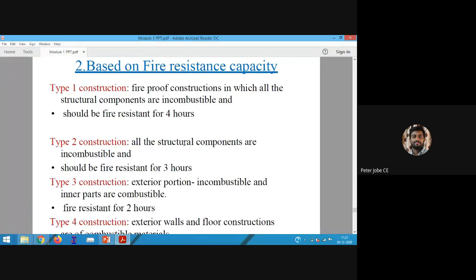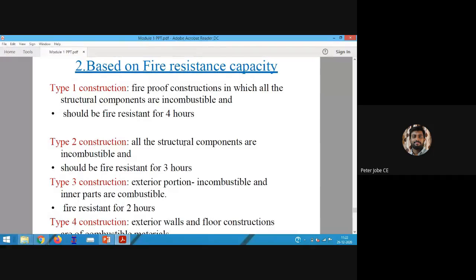If there's no doubt, then we'll move on to the next topic, classification based on fire resistance capacity. Do the nuclear power plants and all come under hazardous buildings? Yes. Nuclear power plants will come under hazardous building because it's not an industrial building, and the hazardous level is quite high, so it will come under hazardous building.